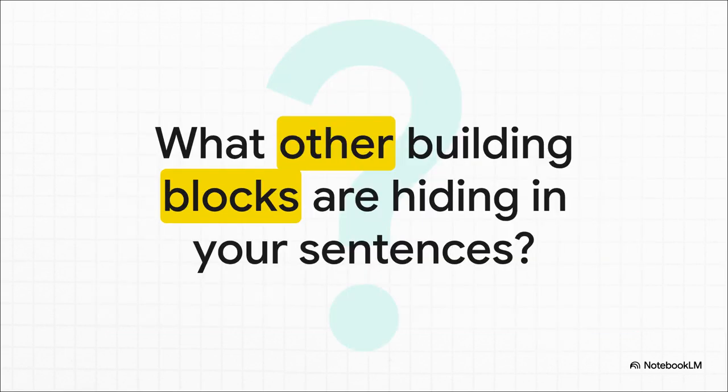We've covered the five most common types, but there are definitely others out there, like adjectival and adverbial phrases. So it kind of begs the question, right? Now that you can see these building blocks, what other hidden structures are just waiting for you to find them in the very next sentence you read?